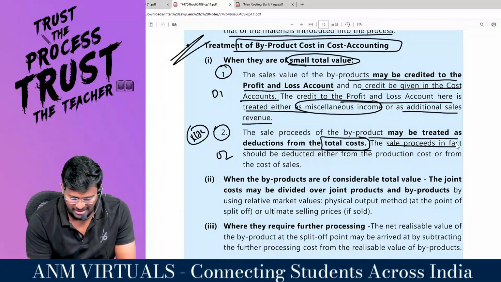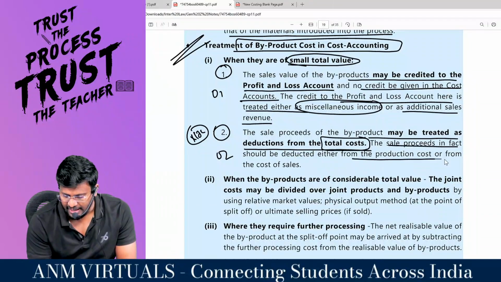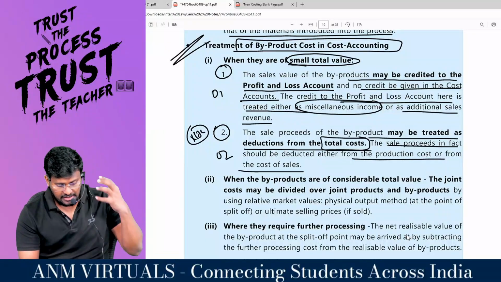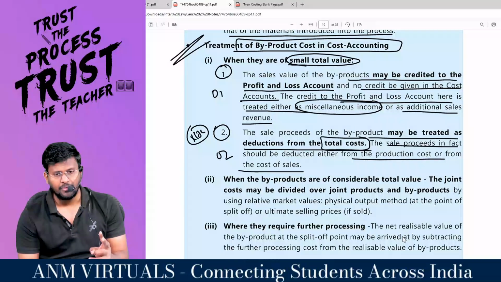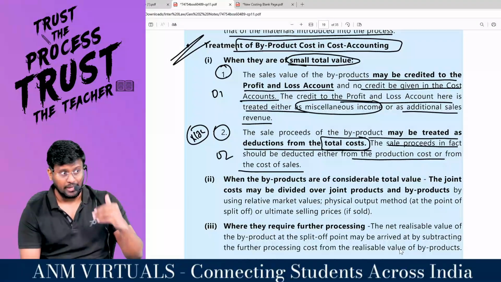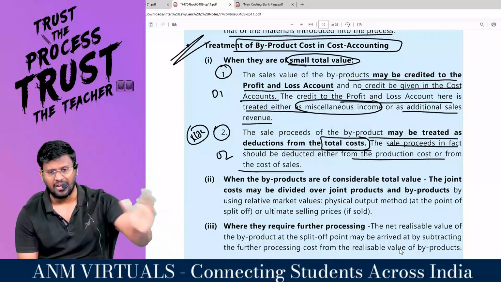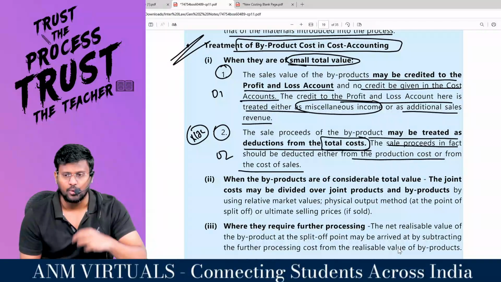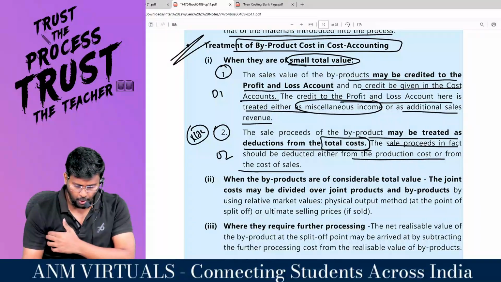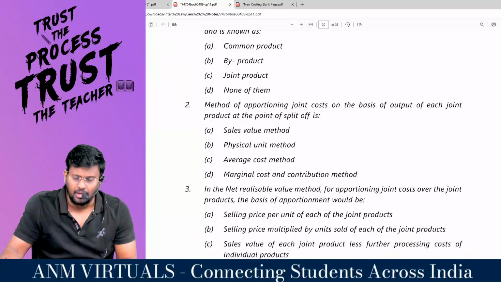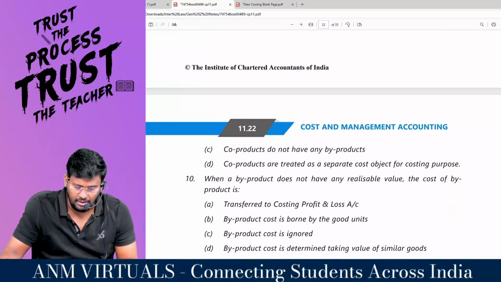The sale proceeds in fact should be deducted either from the production cost or from the cost of sale. That means sir there are two methods in which you can treat the byproduct. Either you can treat it as an accounting income and credit it to the P&L account, or you can treat it as a costing income and you can reduce it from the join product. These are the two ways or methods in which you can treat the join product and byproduct.